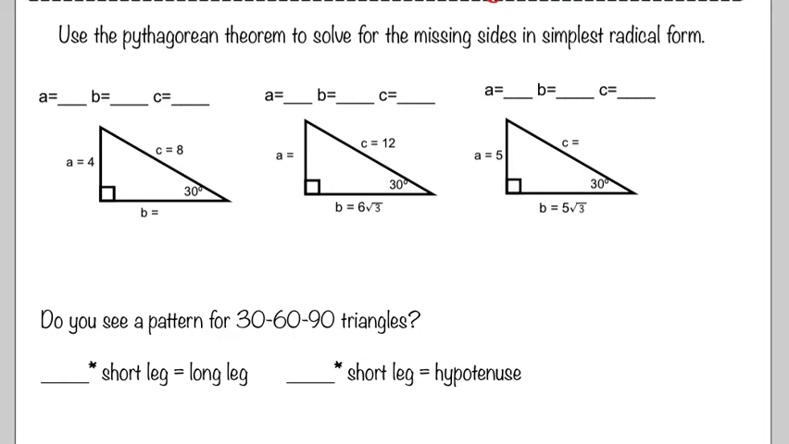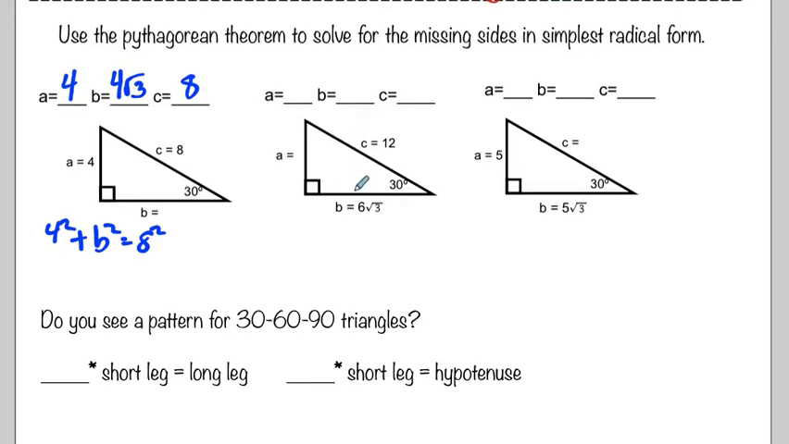Here, if we do Pythagorean theorem to find the missing pieces, on the first one, you would use 4 squared plus b squared equals 8 squared. And if you solve that, you should get 4 for a, which we had already. For b, when we solve that, we should get 4 root 3. And for c, we get 8, which was given to us.